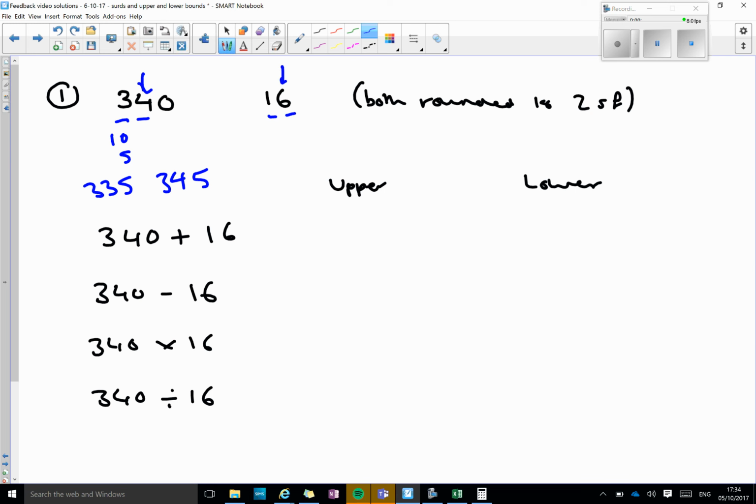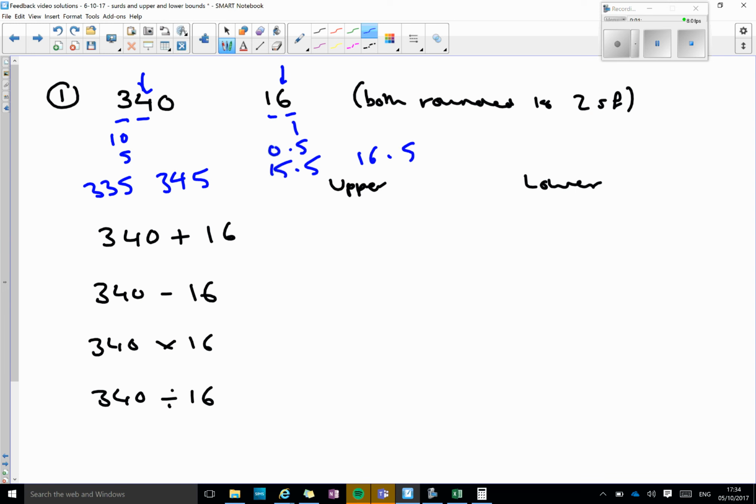Likewise with 16, our second significant figure is the 6. That's in the units column. We're now rounded to the nearest 1. Half of that is 0.5. We add or subtract that to get the upper and lower bounds. So the lower bound will be 15.5 and the upper bound will be 16.5.